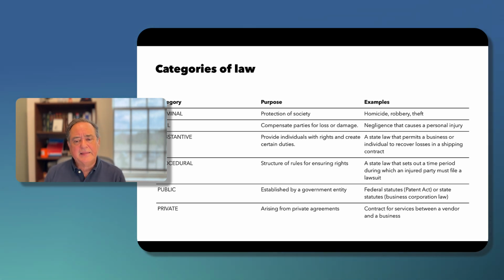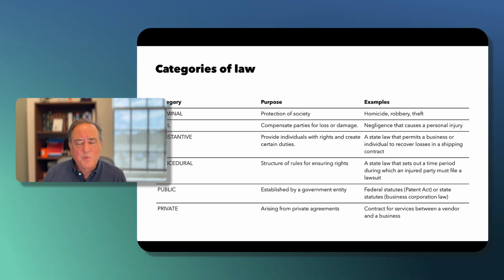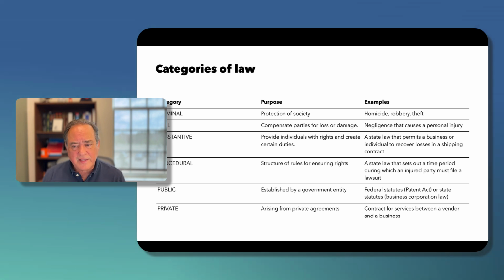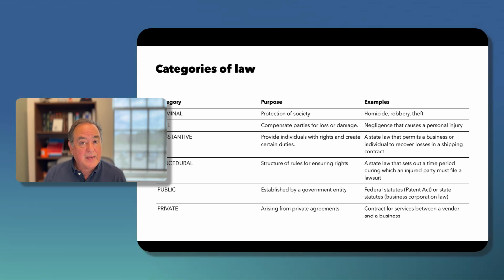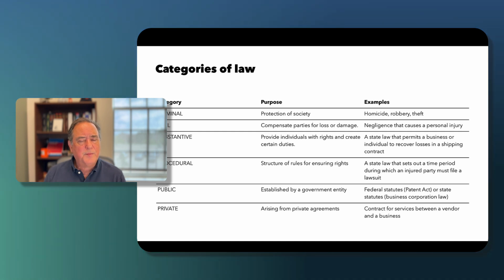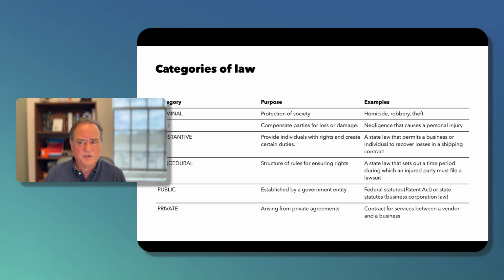And then finally, the last comparison we have here is public and private. Public would be the law that is established by a governmental entity. Private law refers to the laws that we create for ourselves. They arise from private agreements, such as contracts. A contract will set out the rights and the obligations of the parties to the contract.